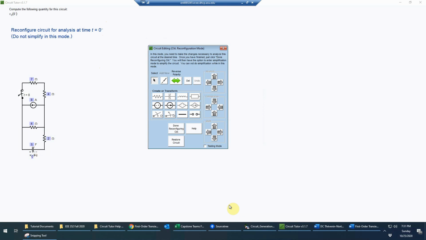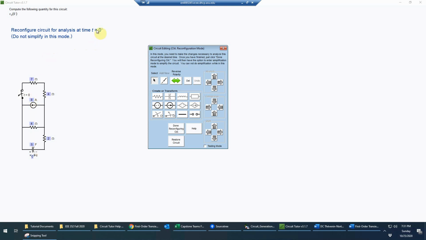So this is basically a new mode of the circuit editor, and in this mode you can only really do two things. One is to change the switch to something more specific, and then to change the reactive element to something else that will help you actually solve the circuit. We cannot do simplification in this mode. We have to go back into the circuit editor in the simplification mode in order to do that. So we don't want to try to combine things in series and parallel or anything of that nature.